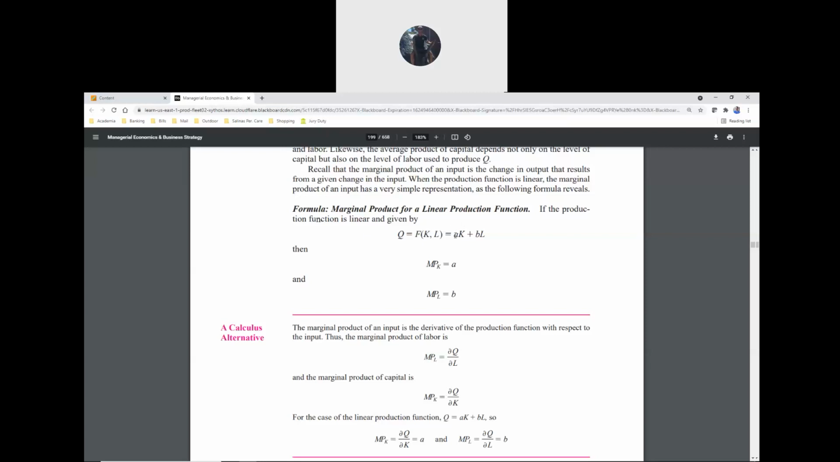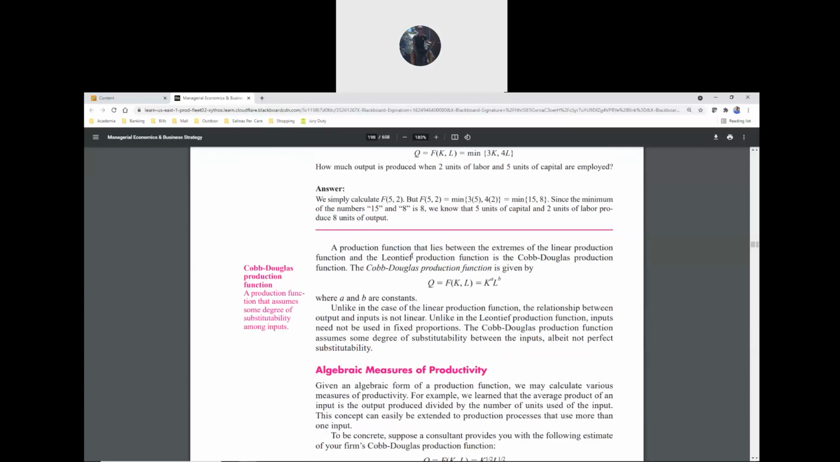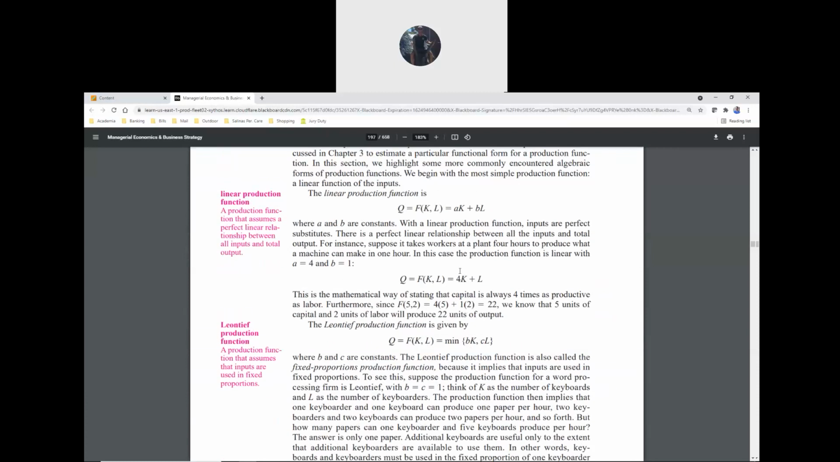So you can either take the derivative, first with respect to K, which gives you that, second with respect to L, which gives you that, or you can just look at the formula where you know that whatever number is here, A or B, is going to be the MPK, and the MPL is going to be that value. So if we look at this one, here's our example with numbers. Q is 4K plus L. MPK would just be 4, right? And the MPL would just be 1. So in this case, A is 4, B is 1.